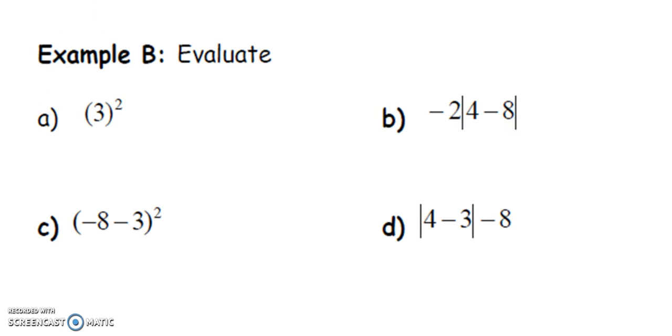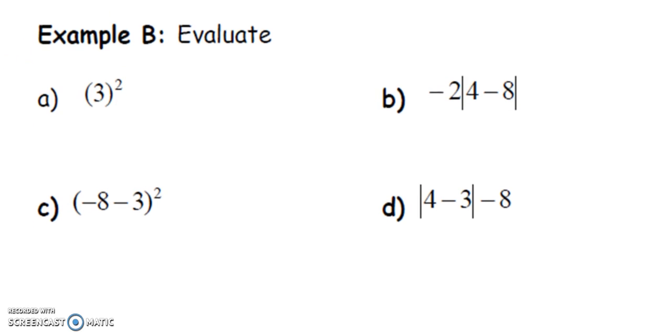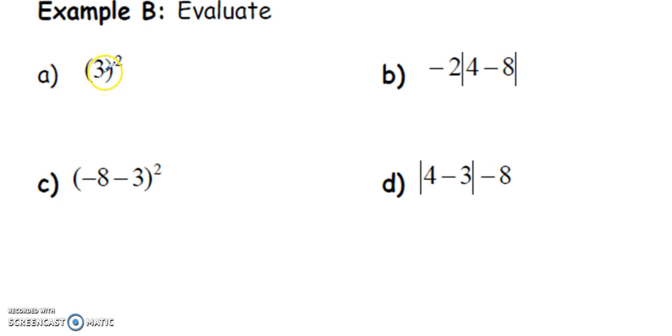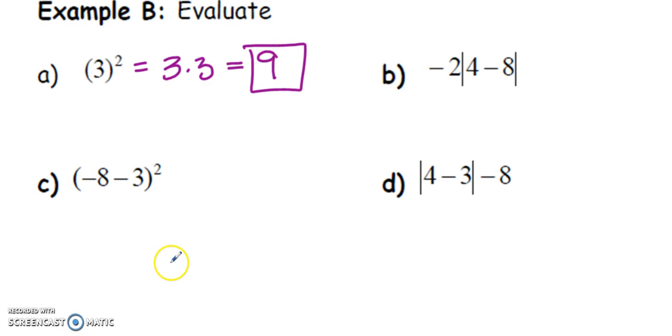All right, evaluating, remember that kind of means solving or getting an answer, finding the solution. 3 squared means 3 times 3, which equals the value of 9. Notice when I'm squaring a number, there's only one answer. When we apply the square root using a t-chart, there could be 2 solutions.